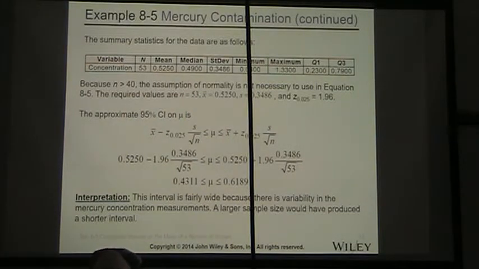All right. Because of the large variability in our mercury contamination concentration measurements, our interval is pretty wide. But good enough to be going along with.